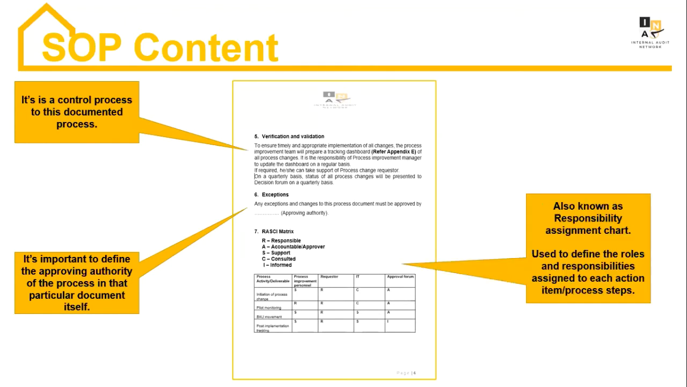Next is RACI, or as somebody says, RASCI matrix. This is very important. We call it the responsibility assignment chart also. It helps us define, for each step in a process, who is responsible, who is accountable, the approver, who has supported us in this particular process, whom we have to consult, and who has been informed. It's my suggestion that this be captured in the SOPs wherever possible.